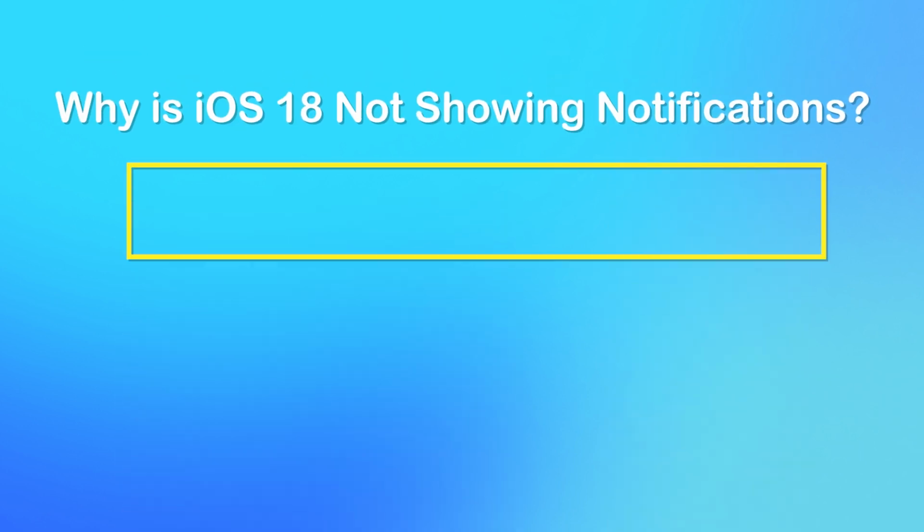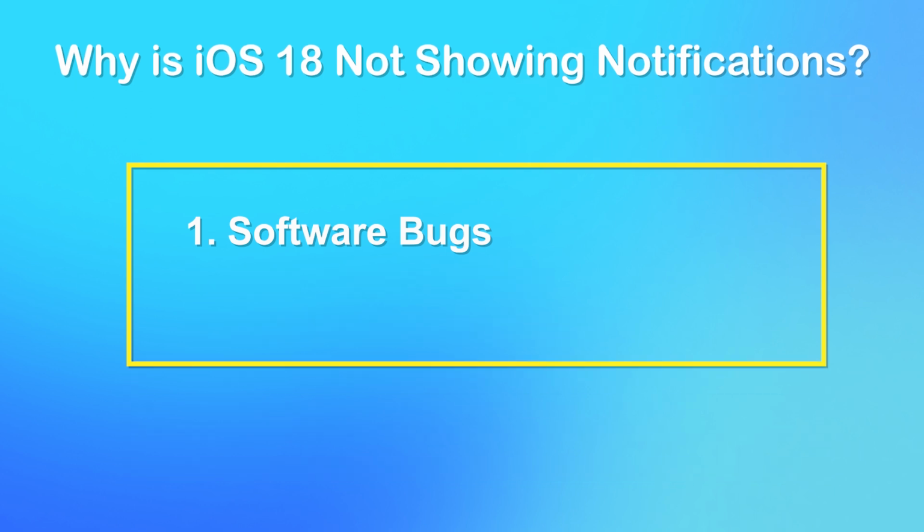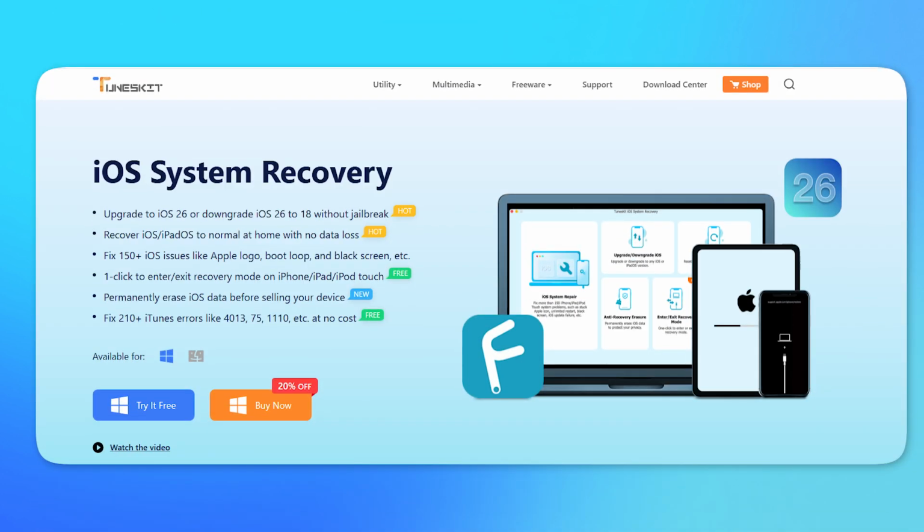Why is iOS 18 not showing notifications? So, there are 8 methods to make the notifications show normally on your device. Fix 1. Use TunesKit iOS System Recovery. This professional software is excellent at solving all the system errors of iOS.